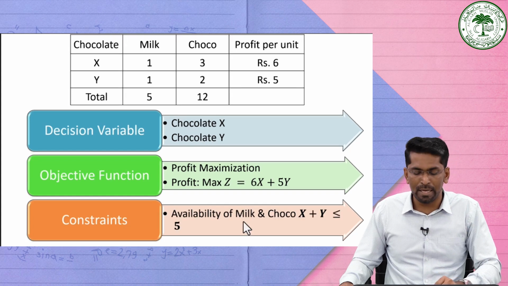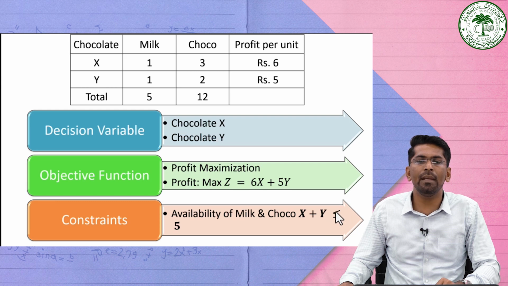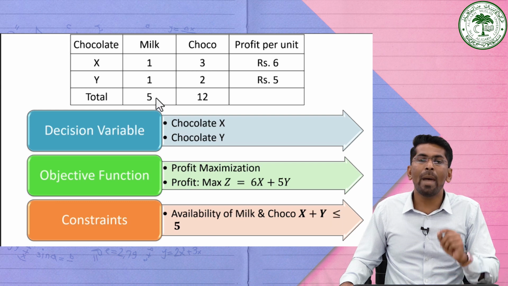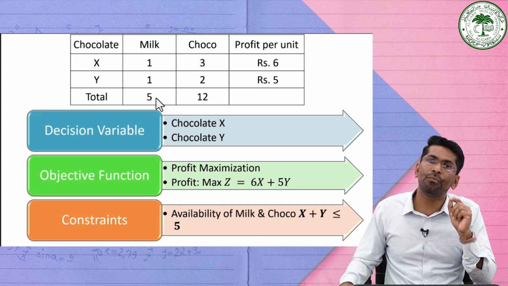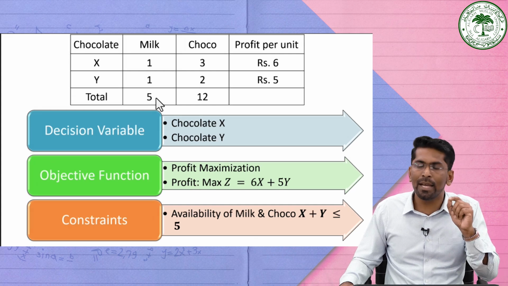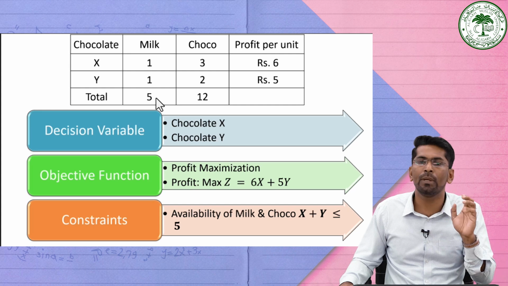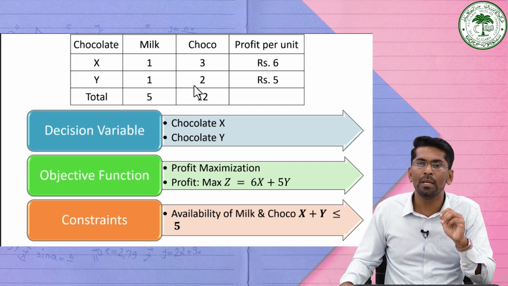So this can be mathematically represented as X plus Y less than or equal to 5. I am denoting the inequality sign here, that is less than or equal to 5. That means the maximum milk available is 5 units. So it is less than or equal to 5. It cannot be more than 5.